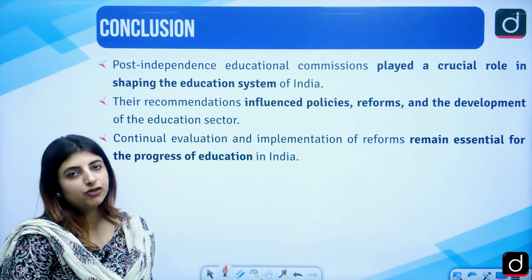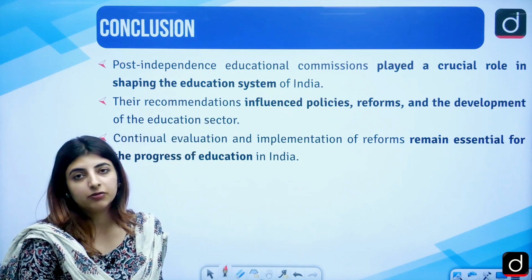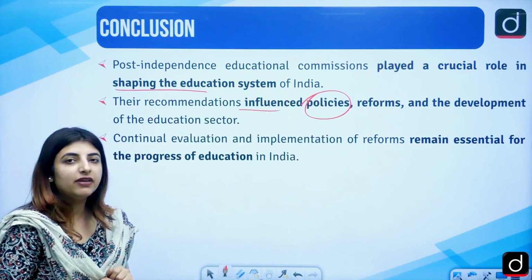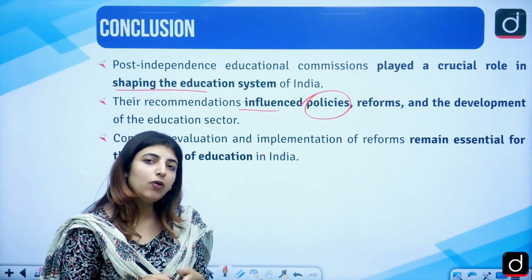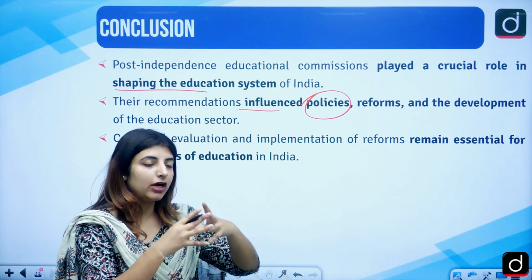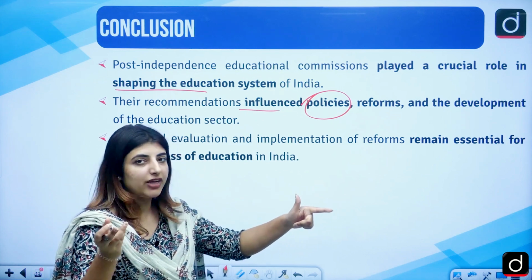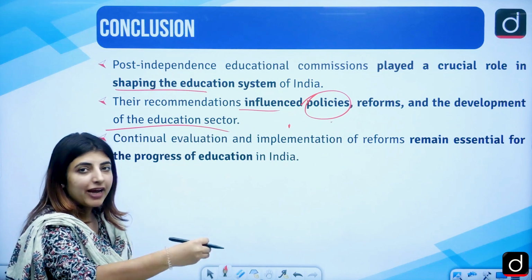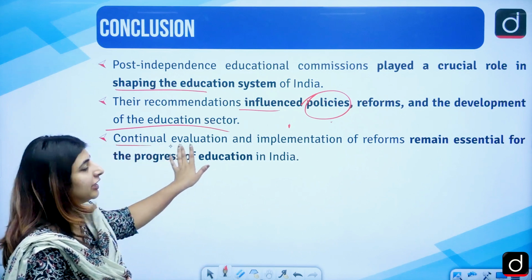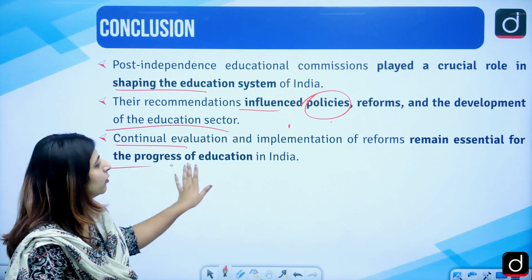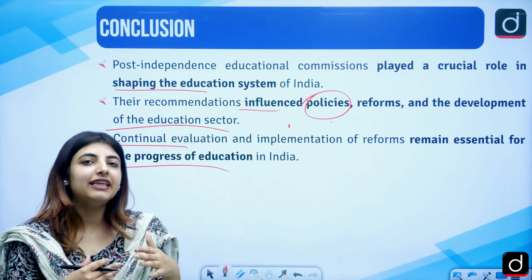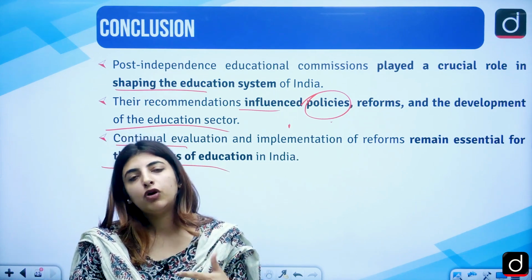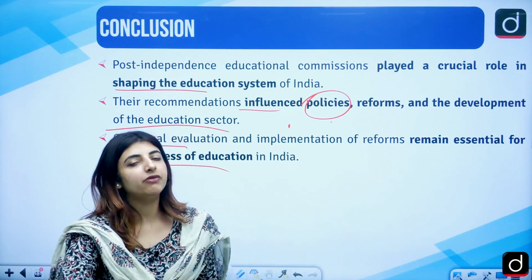So we know the reforms were supposed to be made even if we are talking about the pre-independence commissions, and in this video as we are talking about the post-independence commission. Played a crucial role in shaping the education system of India, influenced other kinds of policies. Like we'll be talking about NEP 2020, how it was influenced some way or the other by the KOTHARI commission, but later on, but of course it developed a new kind of structure of education system in India. Influenced policies, reforms and the development of the education sector, reaching from pre-primary, primary, secondary to the university or the higher education level. Continual evaluation and implementation of reforms remain essential for the progress of education in India, because these things keep on changing and moving forward with time. So we as Indians, or the government should be bringing forward certain changes according to the changing times, right? So this is what we were supposed to cover in this very video.